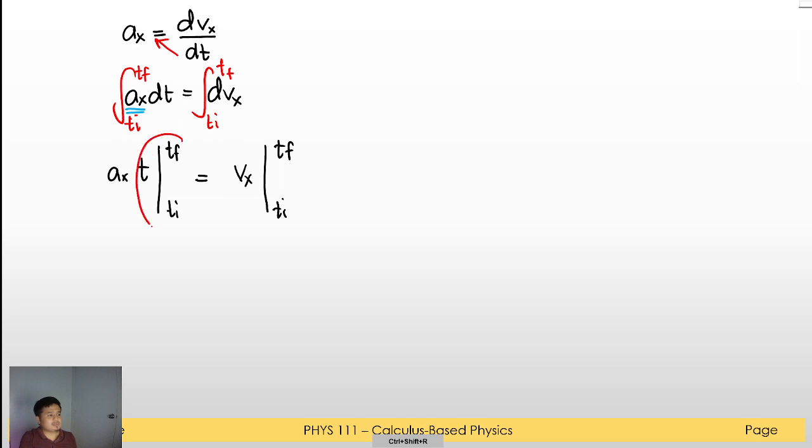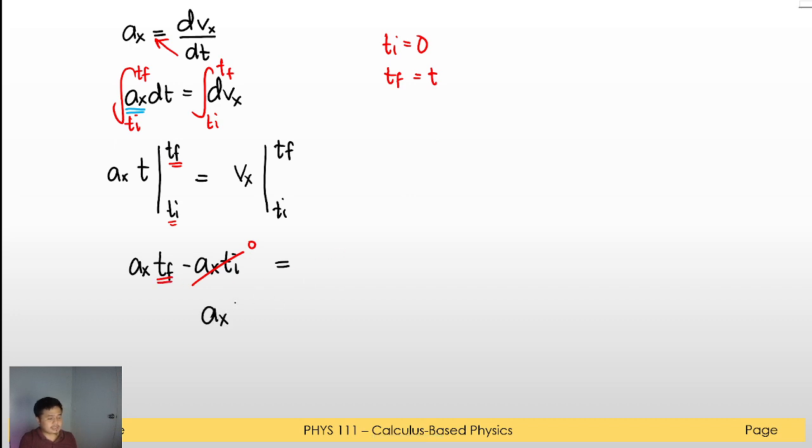Okay, so how do we do this? We can substitute the values of tf and ti. So we have ax tf minus ax ti. And again, we say that ti is equal to 0, and we say that tf is equal to t. So this will be cancelled out into 0, and this will become t. So this will be ax t.